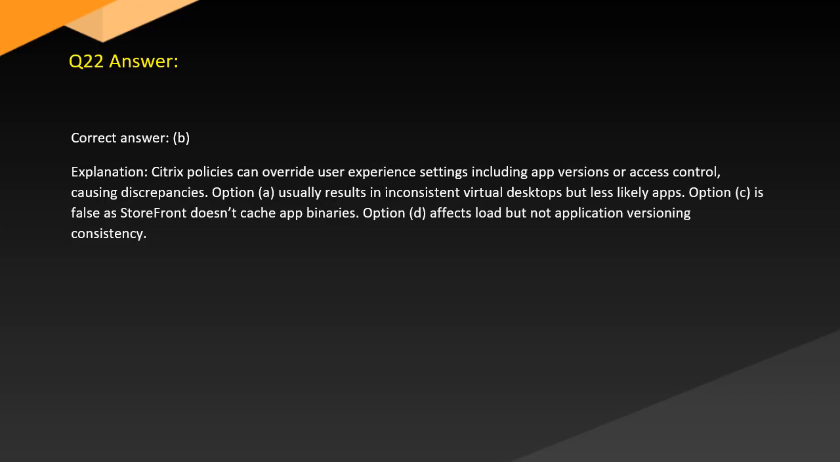Answer. Correct answer, B. Explanation. Citrix policies can override user experience settings, including app versions or access control, causing discrepancies. Option A usually results in inconsistent virtual desktops but is less likely to affect apps. Option C is false, as storefront doesn't cache app binaries. Option D affects load but not application version inconsistency.